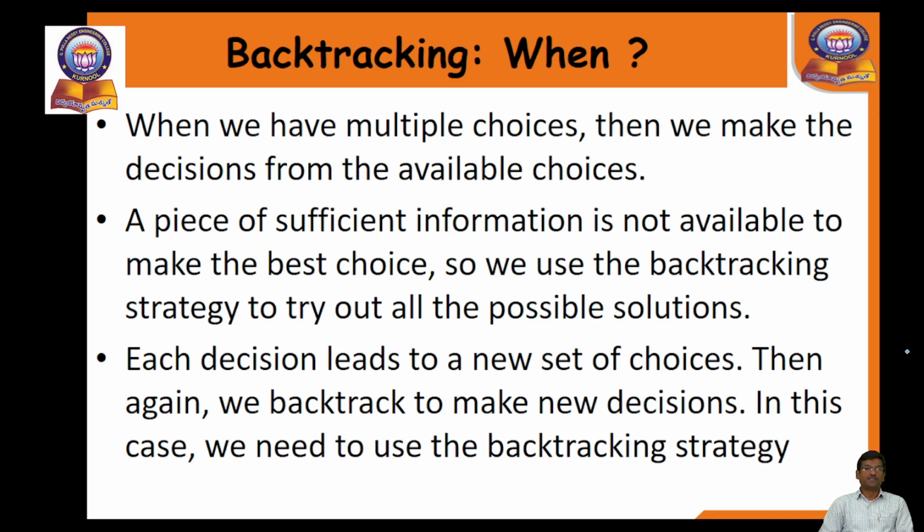Initially, if we do not know whether a particular path leads to the solution or not, we find the best choice. And if it is not the solution, or does not lead to the optimal solution, or does not satisfy the constraint, then backtrack and try out all the other possible paths which are available, which may lead to the solution.